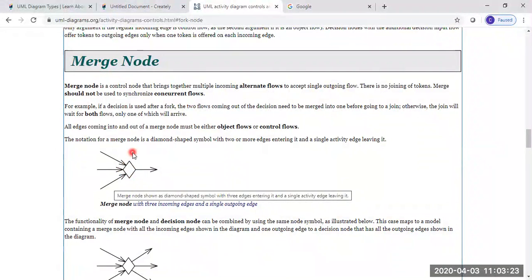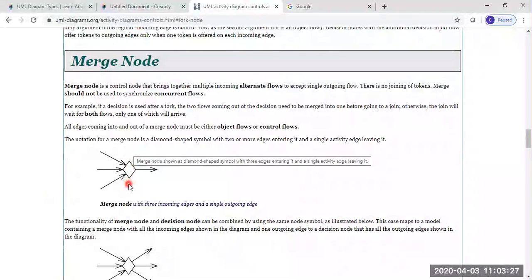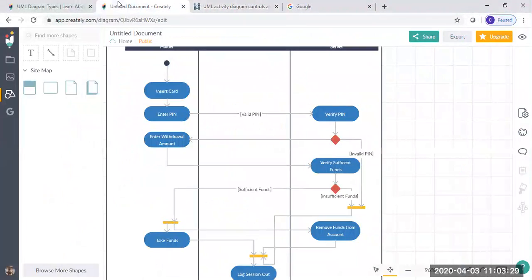In Creately, it is being shown using a bar only. Fine, as you can see, it is being shown using a golden bar only. Fine, for decision they have a diamond, but for merge they have this bar only. So this would depend on software to software. From software to software, this aspect of notations differ. Fine, and it's absolutely fine.